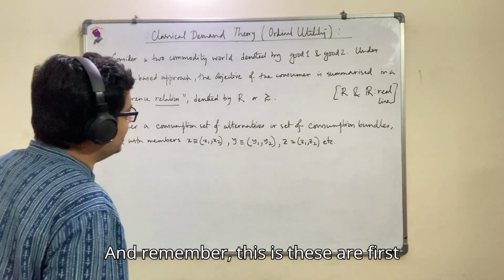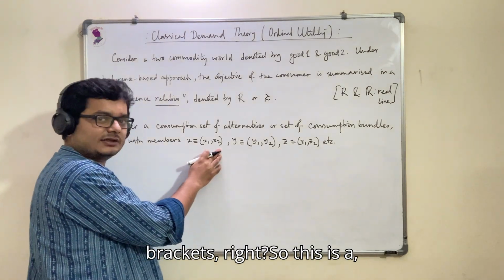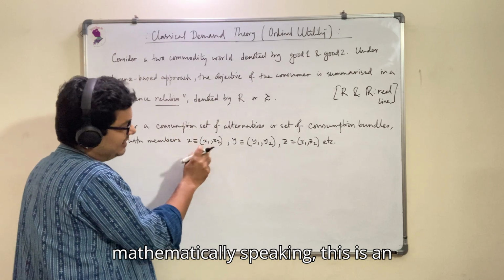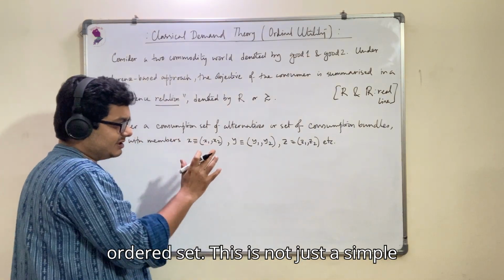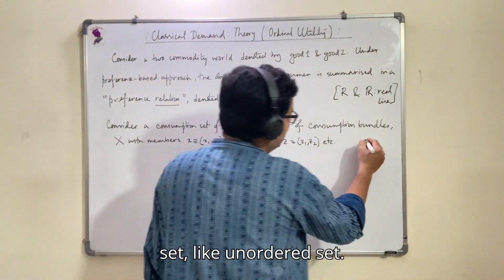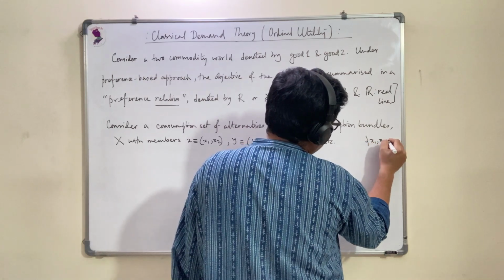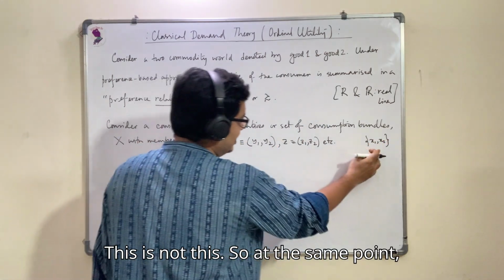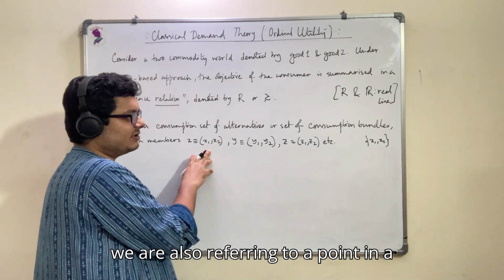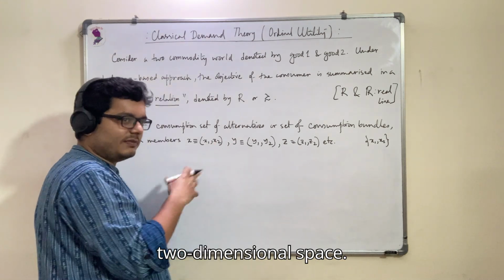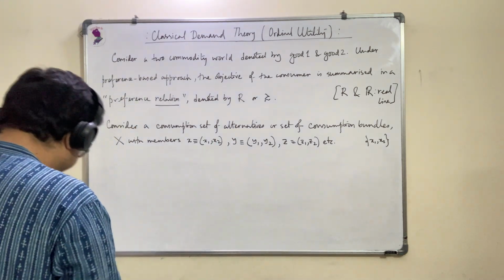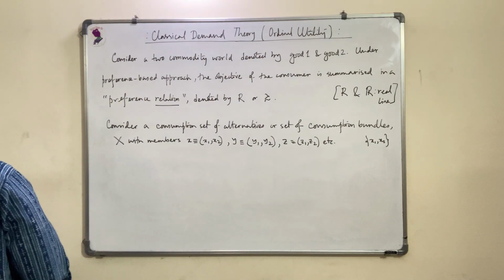And remember, these are first brackets, right? So mathematically speaking, this is an ordered set. This is not just a simple, unordered set, right? This is not this, right? So at the same point, we are also referring to a point in a two-dimensional space. All right. Okay.